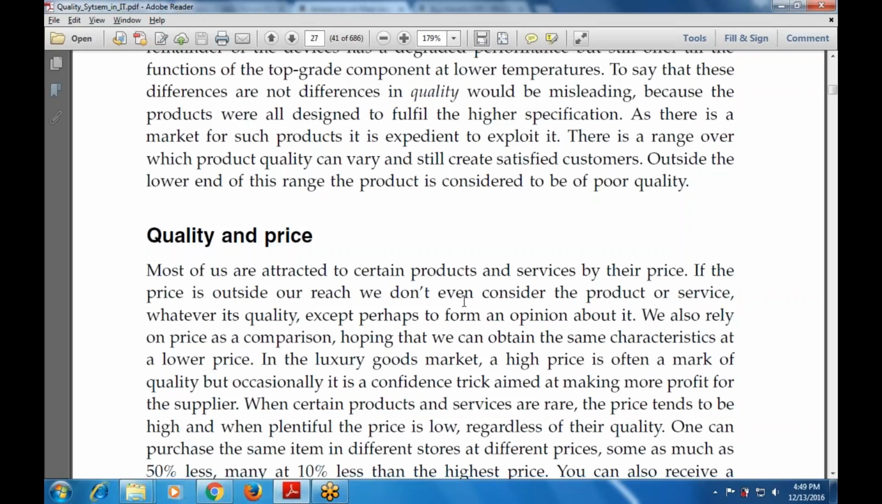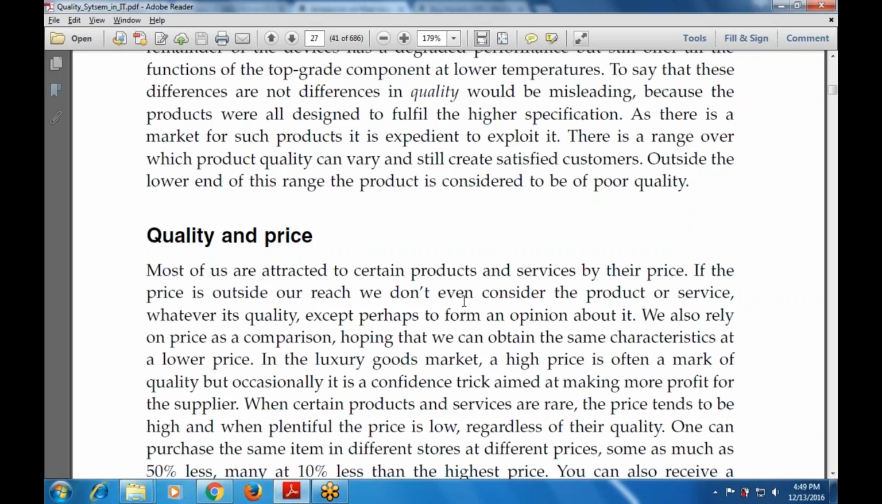This is the very fact, and we are already on price comparison, hoping we can obtain the same characteristics, that is, the same benefits, but at little or low prices, hoping we obtain the same characteristics with less price, with less benefits, with less price. And that is often a trick aimed at making more profit for the customer supply.